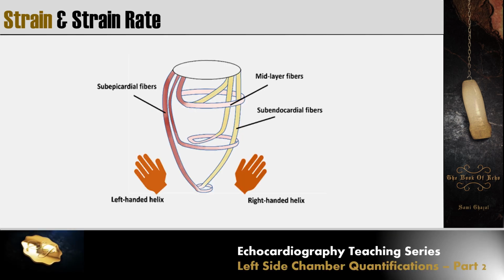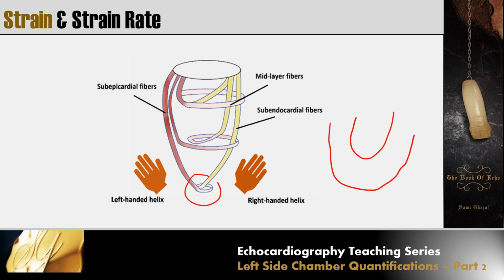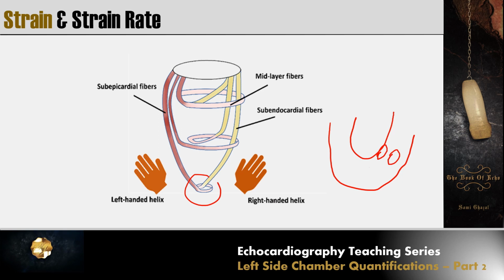In the beginning, we have to understand the orientation of myocardial fibers. If you're looking from the apex of the heart, you have subendocardial fibers. So if this is the muscle here, the apex, you have subendocardial fibers that start here. And you have different fibers. The mid-layer fibers are here. And you have subepicardial fibers here toward the outside.